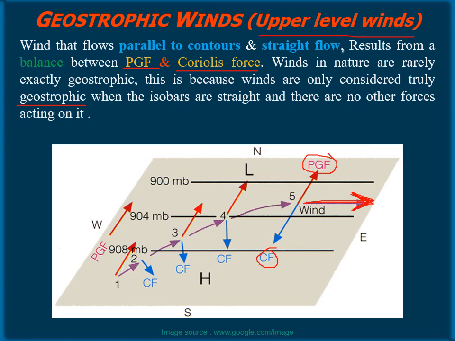But in nature, these kinds of winds rarely exist, because winds are only considered truly geostrophic when the isobars are straight. Here you can see the isobars are straight and there are no other forces acting on it. But in nature, it is most commonly found that these isobars do not occur parallel or in a straight line fashion. So unless the isobars are in a straight line, we cannot call it a geostrophic wind. That means wind cannot flow in a straight line fashion, and thereby it will not form a geostrophic wind.